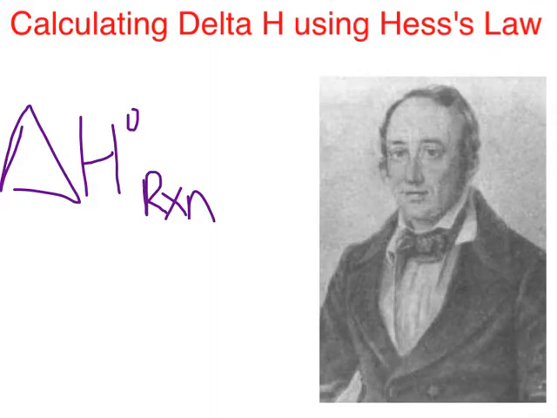Welcome to Monochemistry. Today we're going to look at a slightly different way of calculating the delta H of reaction using a process called Hess's law.